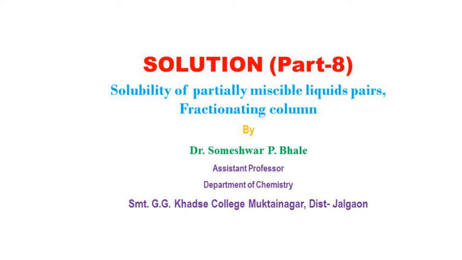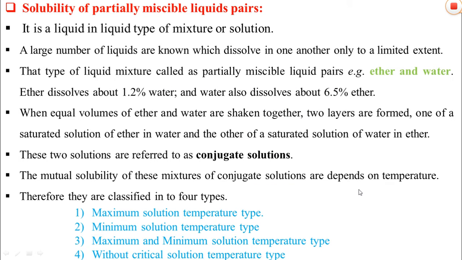Hello everyone. Today we are going to start our last 2 points of this topic solution, which are the solubility of partially miscible liquid pair and fractionating column, which we'll see one by one. In the solubility of partially miscible liquid pairs, as we know, this is the liquid in liquid type of mixture or solution. Most of the liquids known dissolve in one another only to a limited extent. This type of liquid mixture is called a partially miscible liquid.